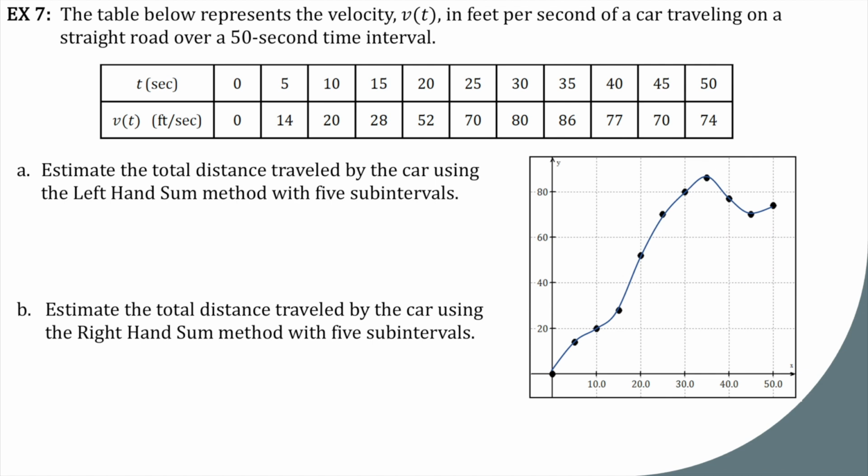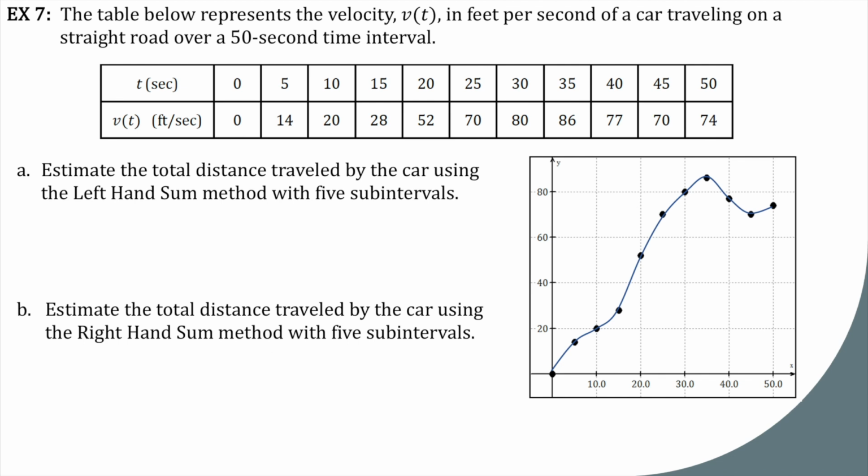So for exercise 7, we're going to pull all of this together. The table below represents the velocity in feet per second of a car traveling on a straight road over a 50-second time interval. Each of these dots is represented by one of the heights on the table. We're going to start by estimating the total distance the car traveled using a left-hand sum with 5 subintervals.